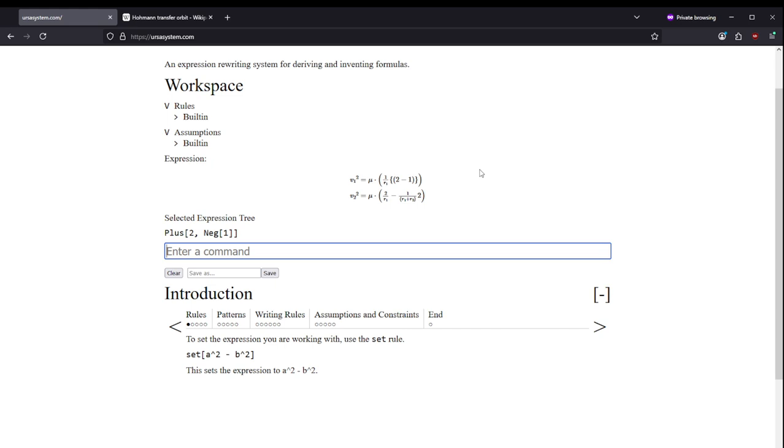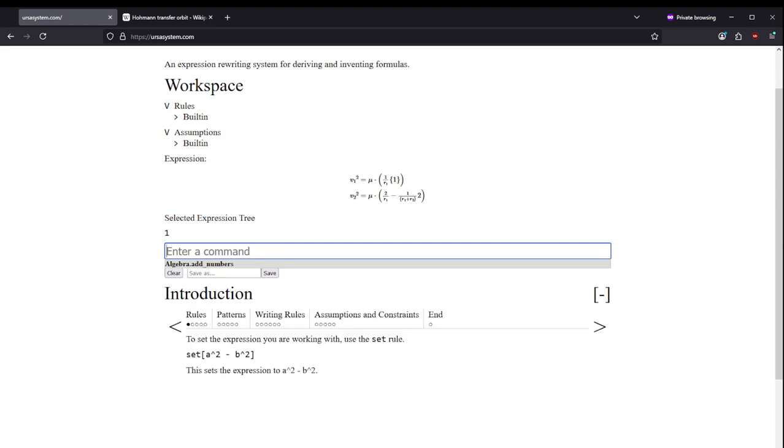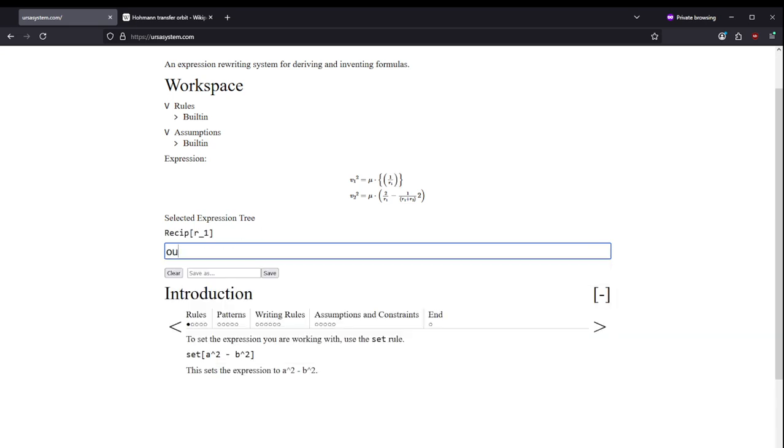So now we've got 2 minus 1, and there is a command called add numbers, where you can just tell Ursa to add some numbers. So 2 minus 1 is 1. We can simplify this to get rid of the 1. And now this is a simpler equation.